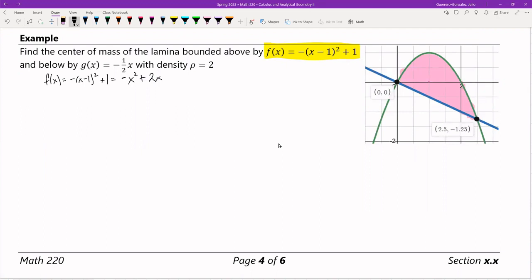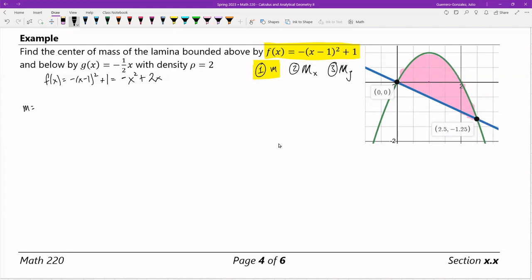Now remember what we need. I'm going to write it down over here. We're going to need our mass, our M sub x, and our M sub y. The first one that we have to do, because it's required in both calculations, is the total mass. We're going to find our M. We need to find the mass of this thing.